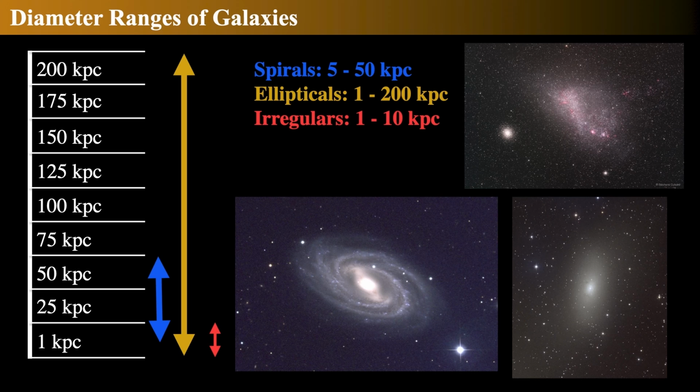Irregulars are all tiny little things, ranging from almost 10 times smaller than the Milky Way down to 1% of the size of the Milky Way. But ellipticals can range from really tiny things to catastrophically large things that can be up to 10 times the size of the Milky Way. And the largest galaxies known are all giant elliptical galaxies, which make the spiral galaxy Milky Way look like a tiny, tiny little brother.